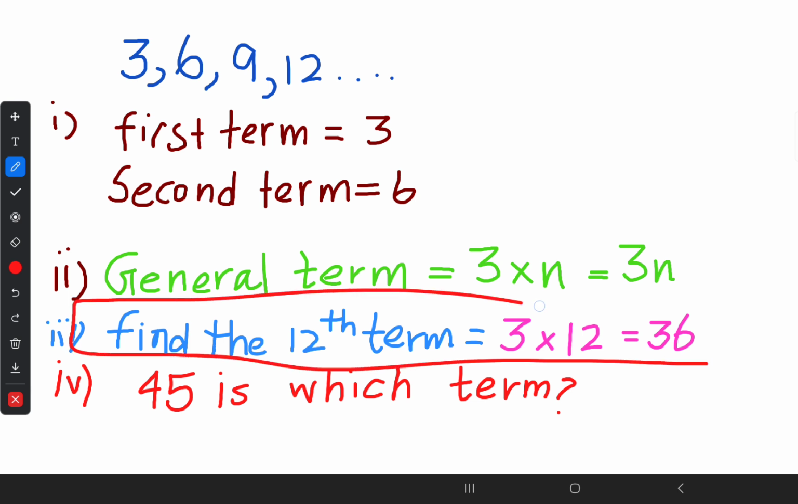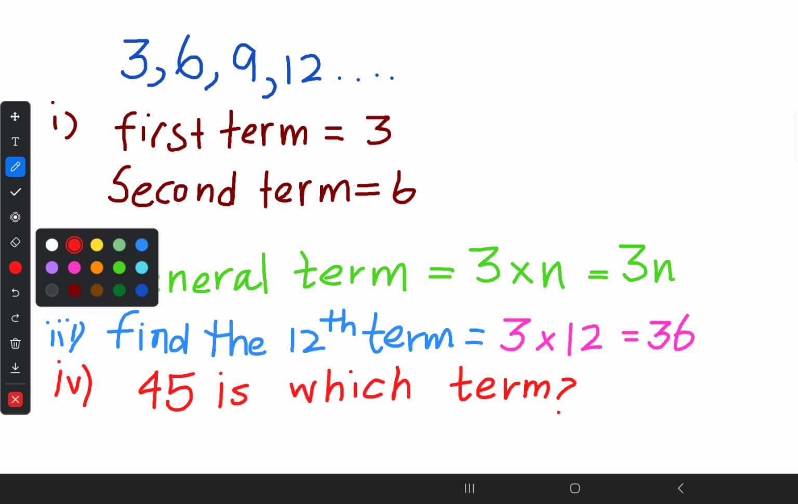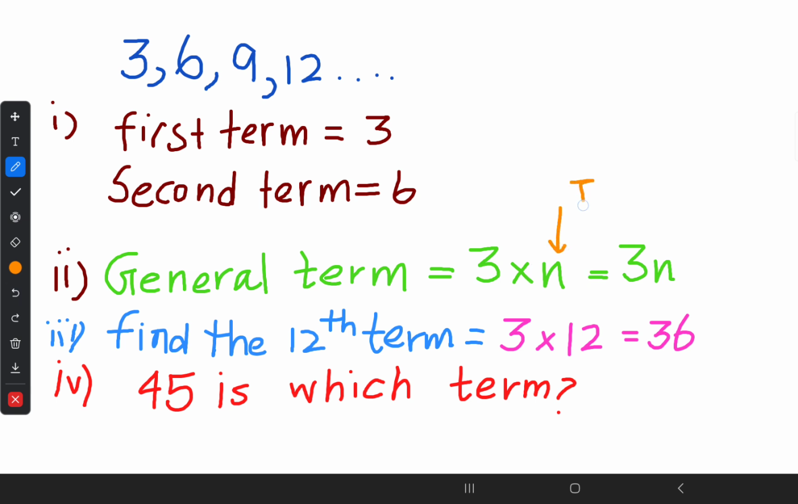There is a difference between the third and fourth questions. In the third, they directly asked to find the 12th term. That means we know this n is indicating the term number. When we know the term number, we can directly substitute that number to find the particular value for that term. But here they gave the value, and we have to find which term it is.